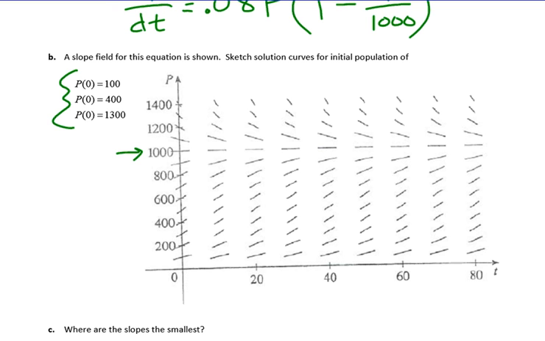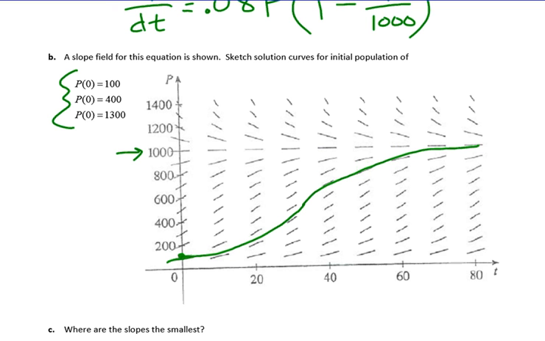So if my initial population is at 100, we're going to start off with a pretty slow increase because we don't have that much population. But as we follow this, we see that our population is increasing. And actually, if we stop right there, it looks exponential. But around in here, as we're getting closer and closer to 1,000, this starts to level off and approaches that horizontal asymptote of 1,000.